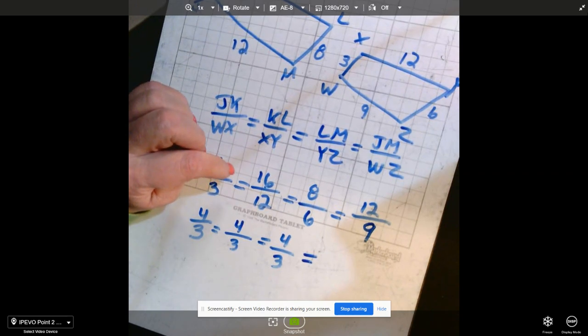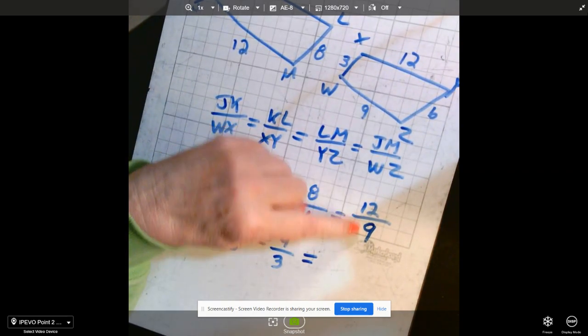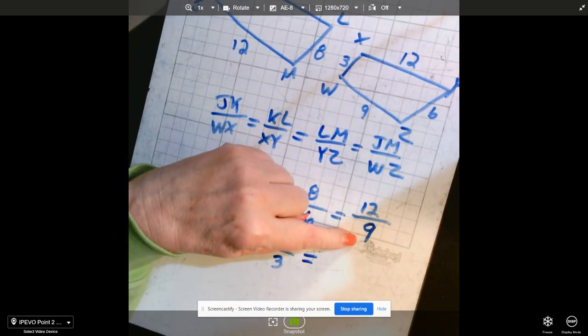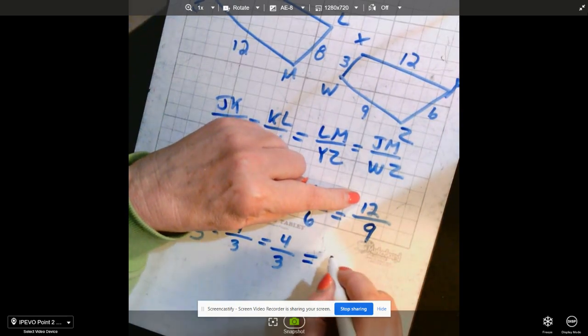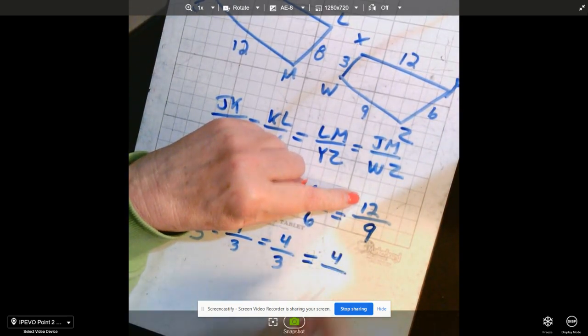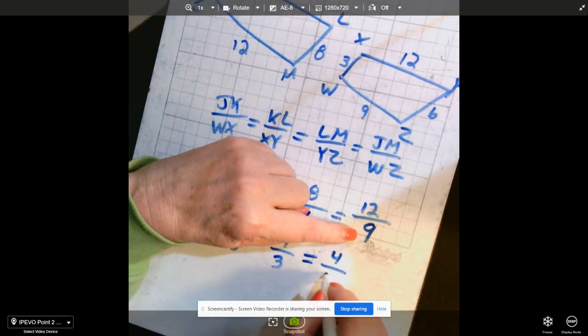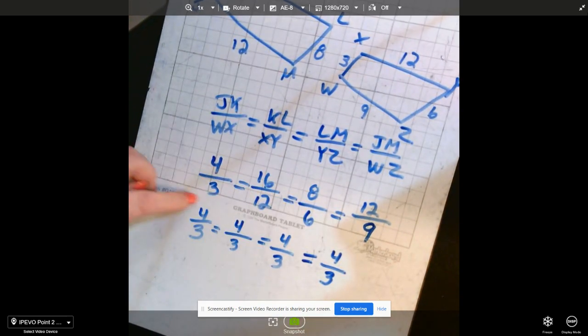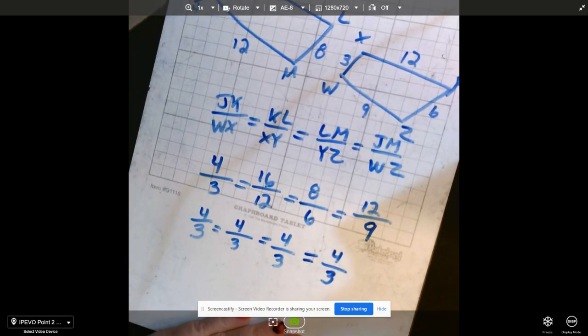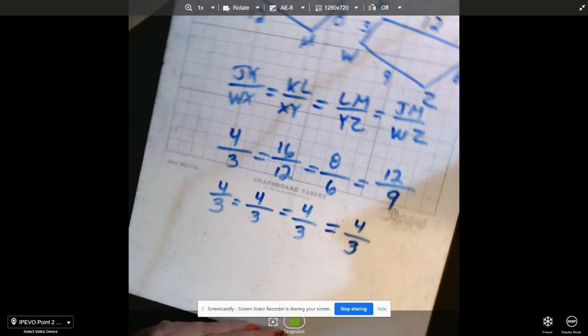Let's see if the last one is. Well, 12 and 9, I can divide them both by 3. 12 divided by 3 will give me 4, and 9 divided by 3 will give me 3. Again, you could actually put each one of those ratios in your calculator and let your calculator do the work to reduce them for you if you prefer.